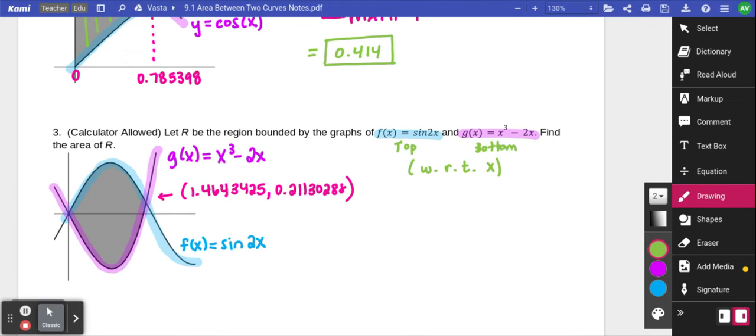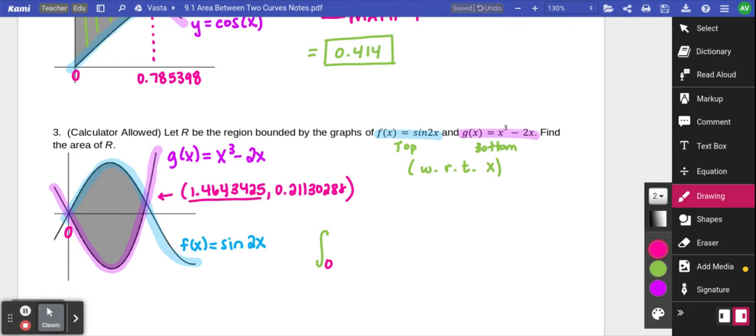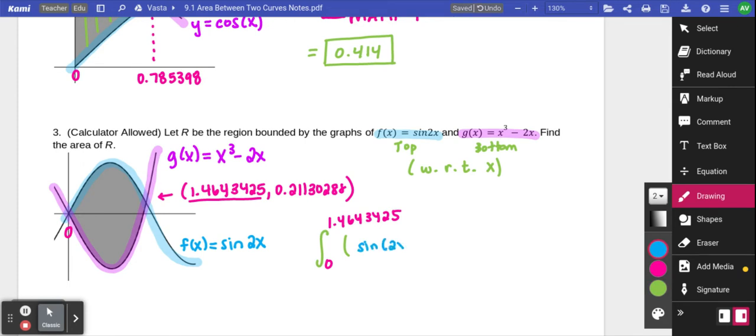So I'm going to set up my integral. The integral is going to go from my beginning x value, which is 0, to my ending x value, which is right here, 1.464342. And I'm going to do my top function, which in this case was the blue function, so sine of 2x, minus my bottom function, which in this case was x cubed minus 2x.